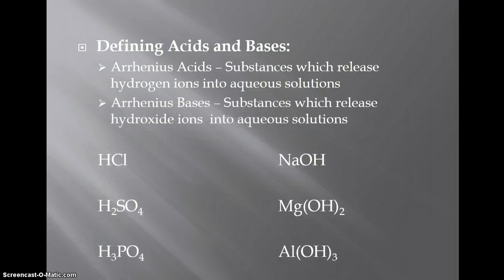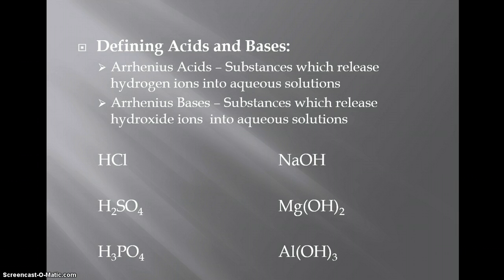And a base, an Arrhenius base, is a substance that releases hydroxide ions. Earlier on, we learned about the polyatomic ion hydroxide. Now we're actually really getting to use it a lot because these are associated often with bases.